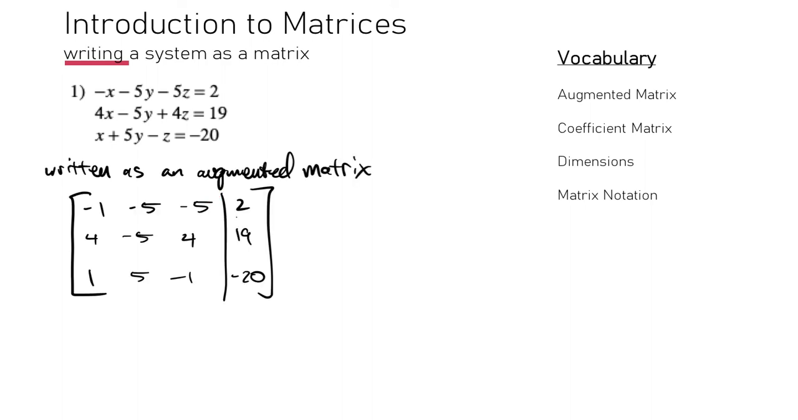Here we have an augmented matrix. It is a way of organizing our data. It's called an array. This is an array where we have rows and columns. And the augmented part means we have the solution here.